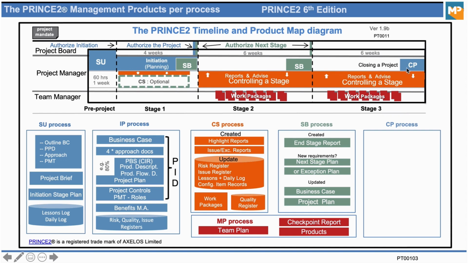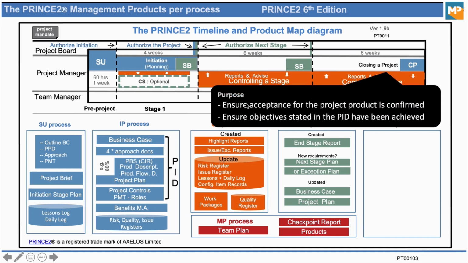Okay, so now let's look at the purpose. So what's the purpose of the closing a project process, which is done from here to here, let's say, at the very end, maybe in the last week of the second or this stage here. So the purpose is to ensure acceptance for the project product and make sure it's confirmed. So we're going to hand the big deliverable over to the paying customer and say, here, we have shipped everything you've asked for. Do you agree or not?